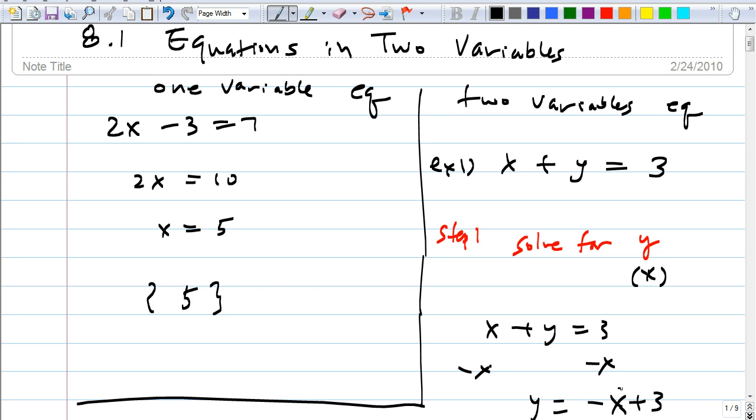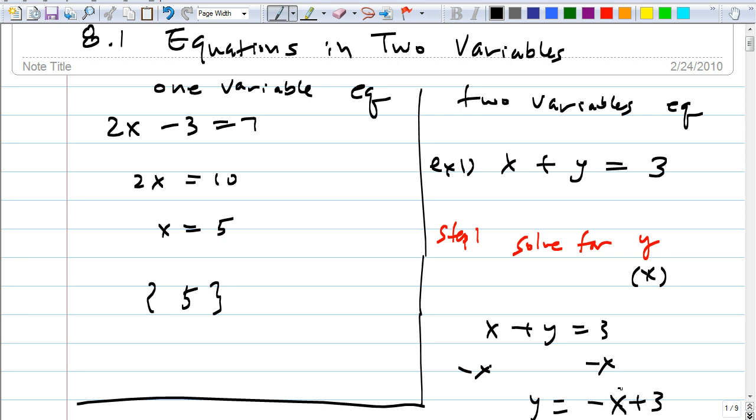Does anybody remember this form from last year? Yes, this is slope-intercept form. So later, you're going to have to write things in slope-intercept form anyway. Why not start writing it that way? Does that make sense? Anyway, so that's step 1.